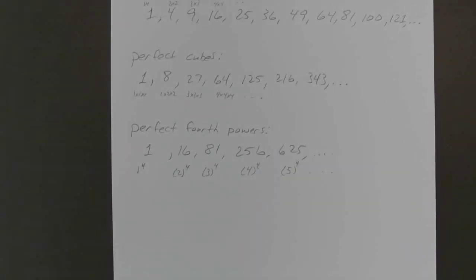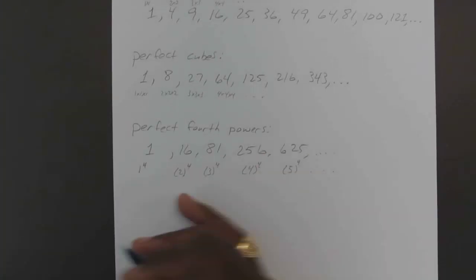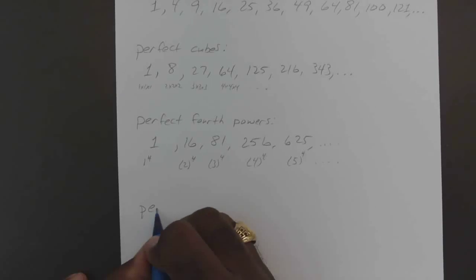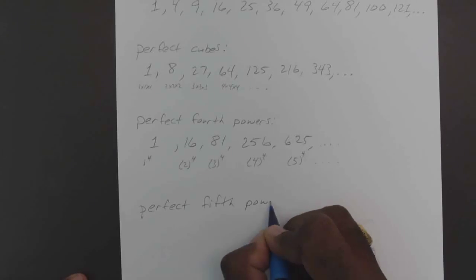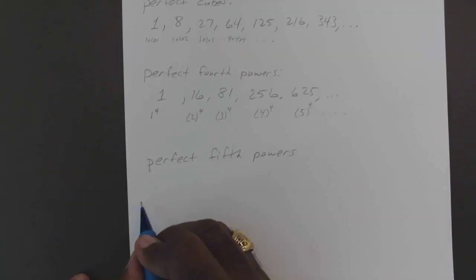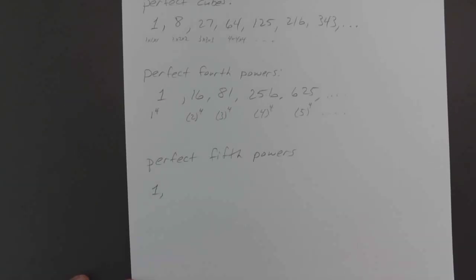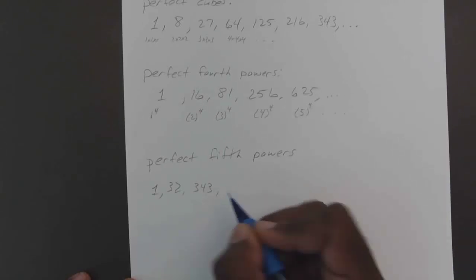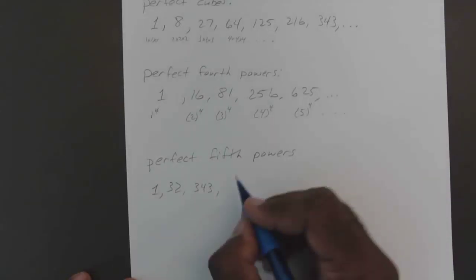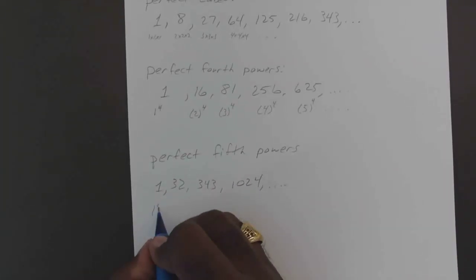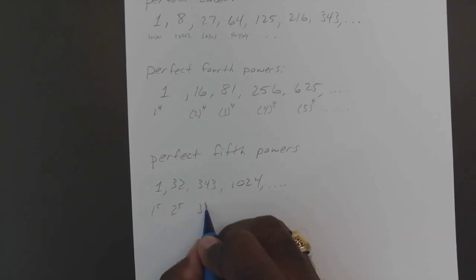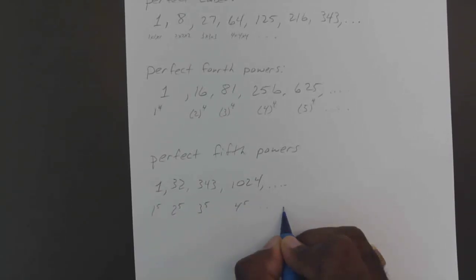Okay, so kind of helpful to know those. And for the most part, you probably won't go past third or fourth, but just in case you see a perfect fifth power. One thing about 1 to any power again is just 1. 2 to the fifth power is 32. 3 to the fifth power is 343. 4 to the fifth power is 1024. And it builds up really fast. 2 to the fifth, 3 to the fifth, 4 to the fifth, and so forth and so on.